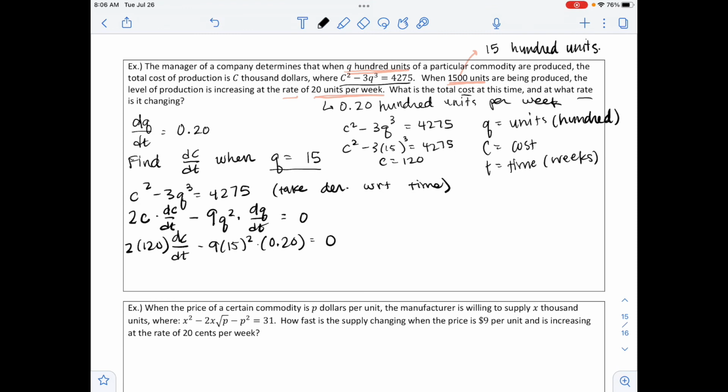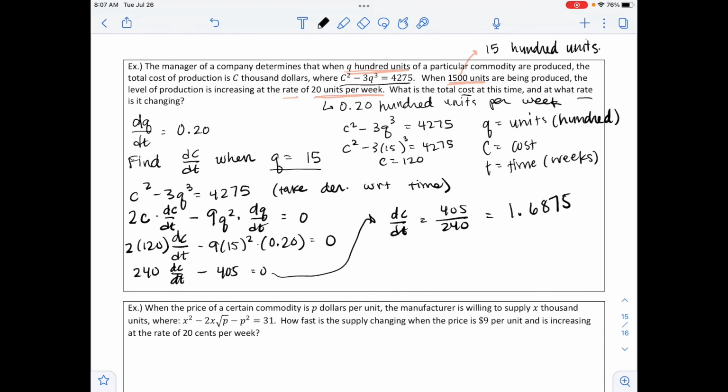From here we're able to solve this for dC/dt since it's the only thing that we don't know. So we get 240 dC/dt minus 405 equals 0. I'm going to add 405 to the other side and divide by 240. So we have dC/dt is equal to 405 over 240, and dividing this out, we get 1.6875.